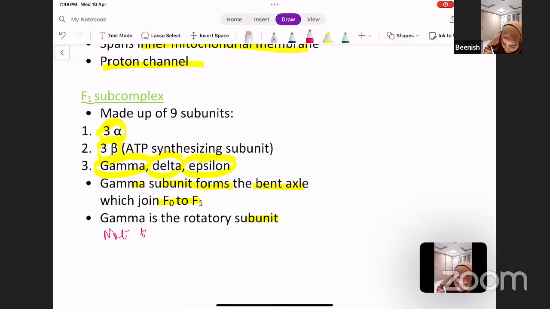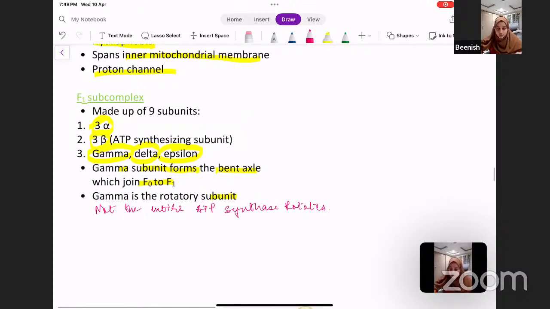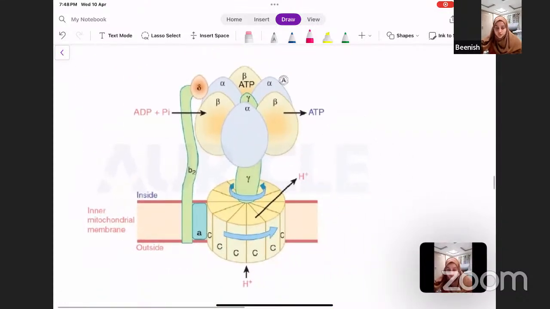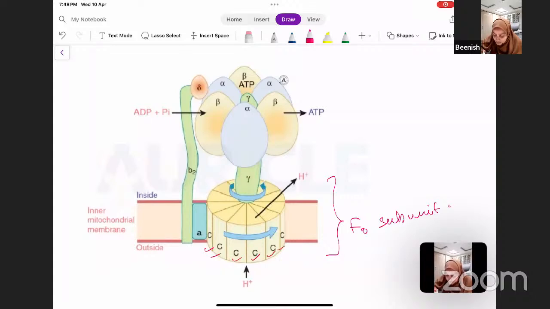So not the entire ATP synthase rotates. Okay, so now let's have a look at the diagram to make it more clear. It says this is your F0 subunit. You can see these 10 C disc proteins here. So this forms your F0 subunit, and you can see this is present in the inner mitochondrial membrane.